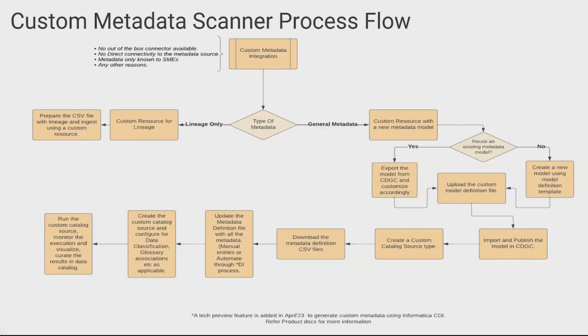And then once we do that, we have to upload the custom model definition file. So we will see the details of this in the demo, but the uploading of the custom model definition in the Informatica Cloud Catalog needs to happen. Then we will import and publish the model. And based on that published metadata model, we will create a new custom catalog with those source types.